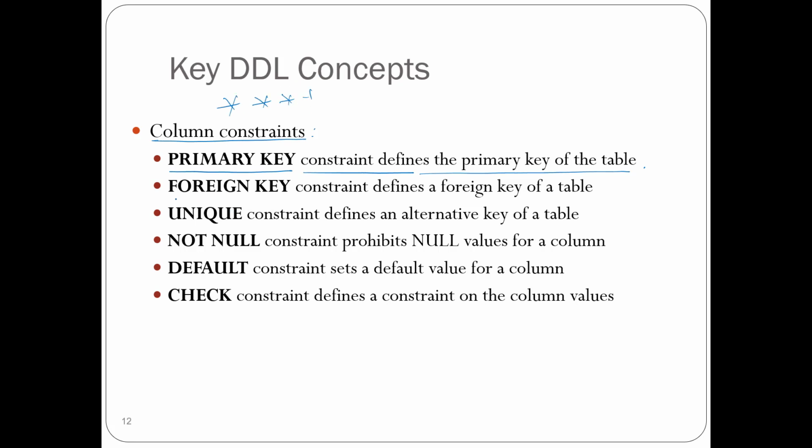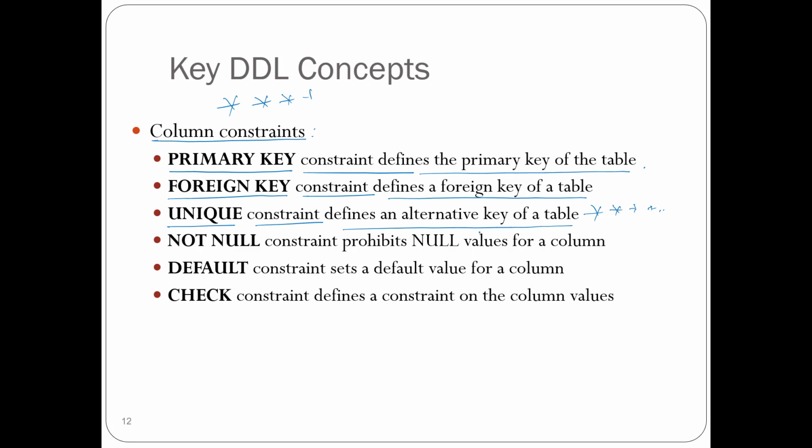Then for foreign key also, we have a keyword foreign key that is used as a constraint in SQL to define a foreign key of a table. We have another keyword unique, which is a constraint that defines an alternative key of the table. This is important. I hope you remember the definition of alternative key.